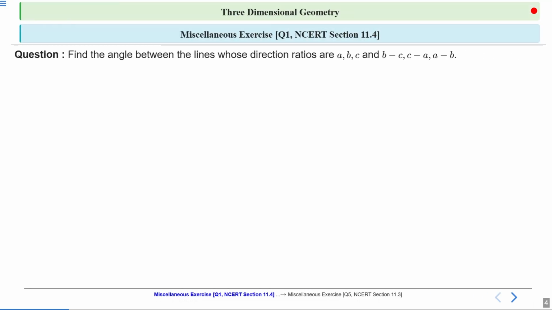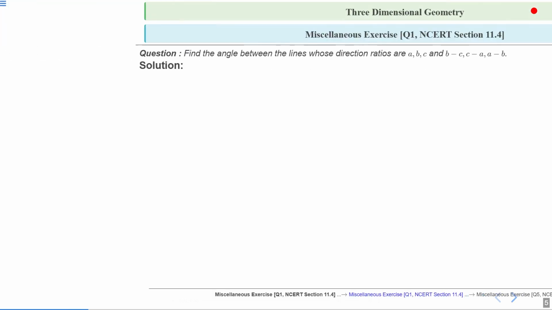Miscellaneous exercise question number 1 says: find the angle between the lines whose direction ratios are a, b, c and b minus c, c minus a, and a minus b. We have to find the angle between these lines. So let's see how we can solve this.